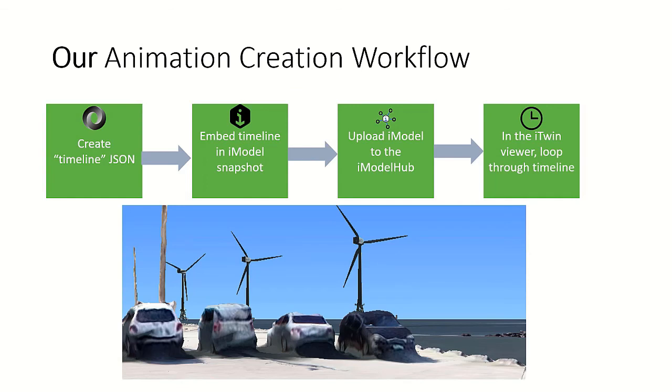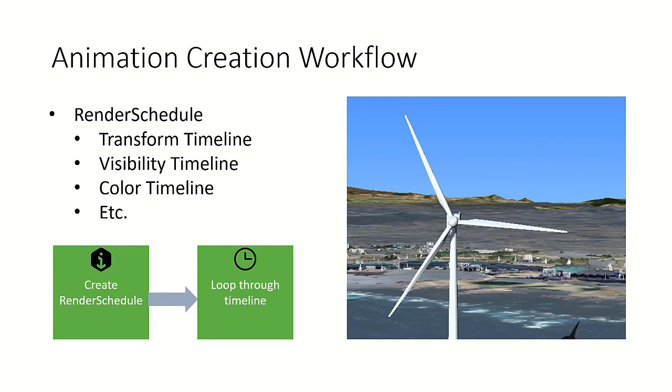So our animation creation timeline for this hackathon was: create a JSON script, embed that in the timeline in the iModel snapshot, and then re-upload that iModel snapshot to the iModel hub. And then in the iTwin viewer, we can loop through the timeline and create the animations. So those extra steps are what we're hoping to remove, as well as provide some optimizations to the actual rendering itself, so we can get back down to just a two-step process.